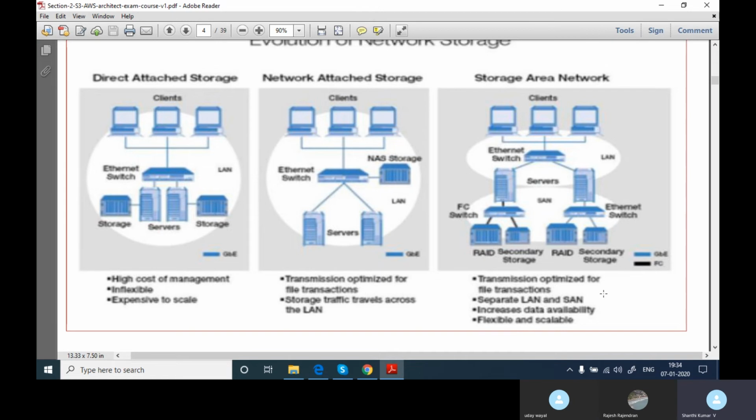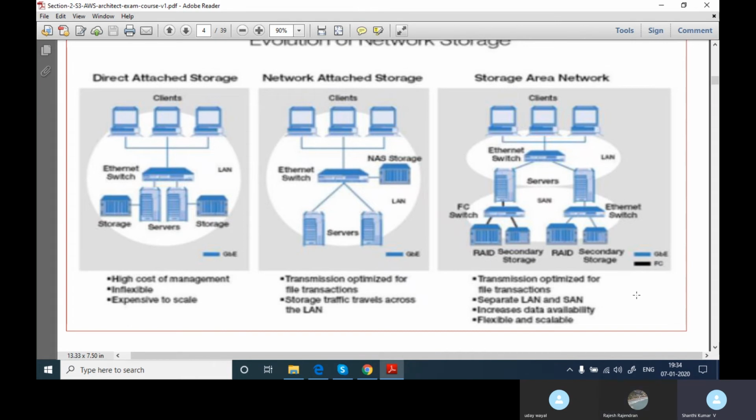That is one. Separate LAN and SAN are there. LAN is related with operations with the systems, with the servers, but SAN is only for storage. So storage is directly connected through the network here. That's where it is fast, the SAN network. FC switch connected to FC switch, yes. So increased data availability, flexible and scalable.